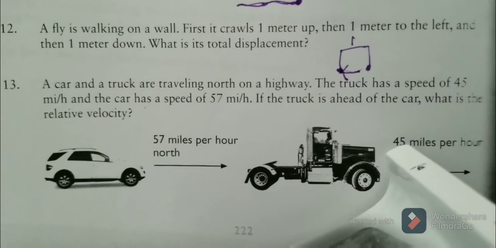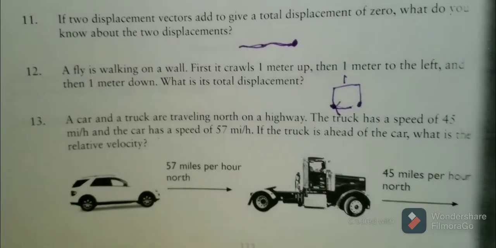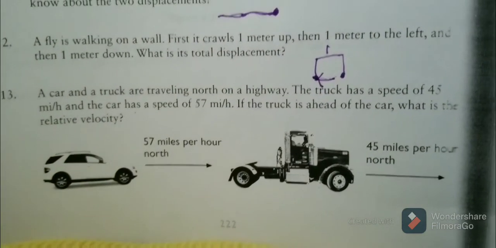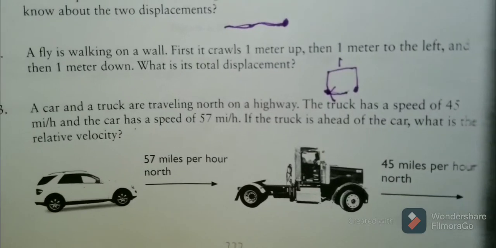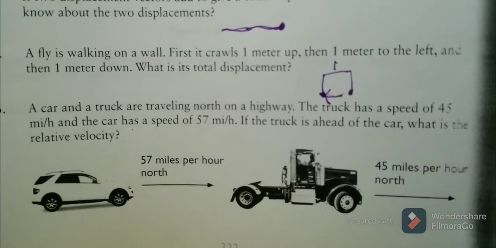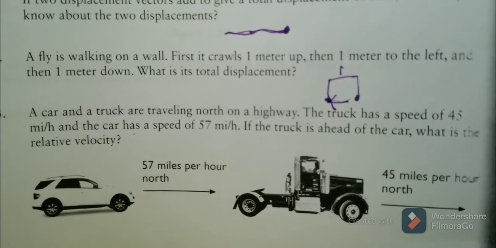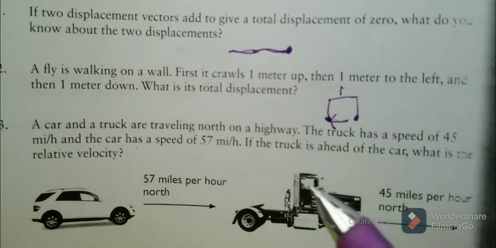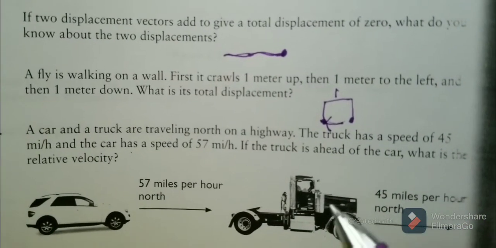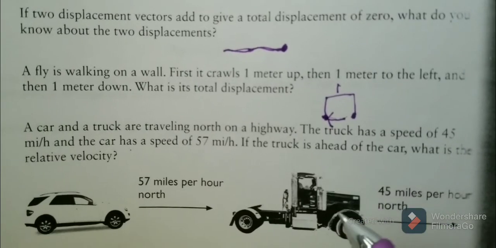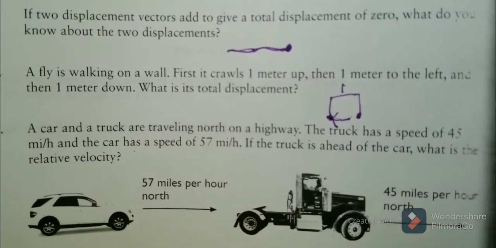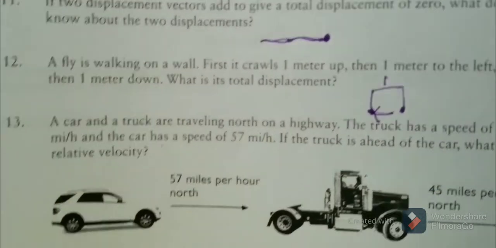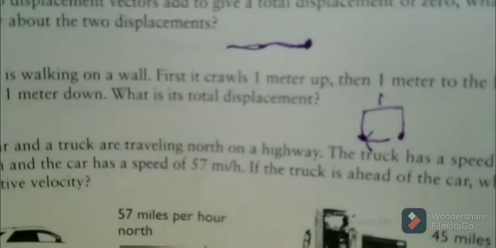A car and a truck are traveling north on a highway. Nope, my book's in the way. Sorry. The truck has a speed of 45 miles per hour, and the car has a speed of 57 miles per hour. If the truck is ahead of the car, what is the relative velocity? So, this one, remember, when they are going the same direction, you want to subtract them from each other. And I always thought that it had to be the one in front minus the one behind, which in a way it does, actually. I don't talk about that, and I'm going to show you what's in the answer key about it.